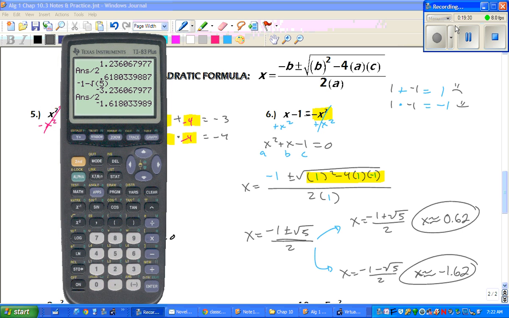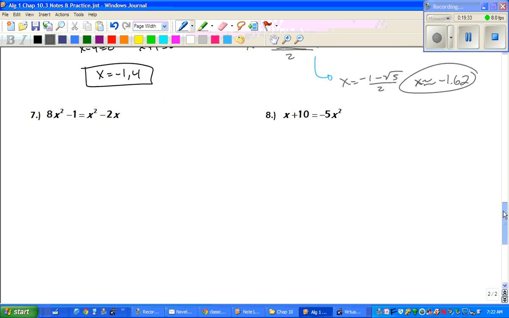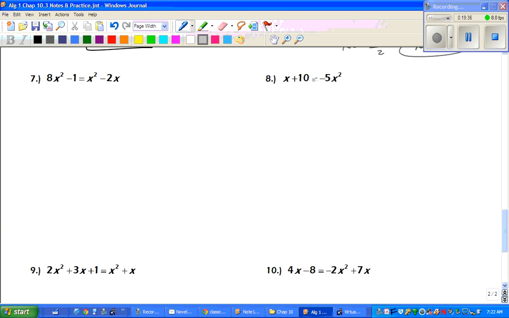Okay? Now, the last problem we're going to do today is number 8. So, number 8, the first thing you always want to do is make sure the leading coefficient is positive. So we have to move that over to the other side. And we get 5x squared plus x plus 10 equals 0. So every time we want to check a times c is 50. So we need numbers that add up to get us 1 and multiply to get to 50.